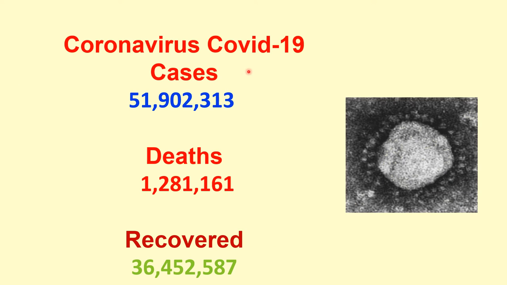To date, coronavirus COVID-19 has infected around 52 million individuals around the world and caused the deaths of more than 1,281 individuals. And to date, nearly 36.5 million have recovered from infection with coronavirus COVID-19. So you can see that infection with coronavirus COVID-19 causes a disease of high rate of morbidity and mortality.